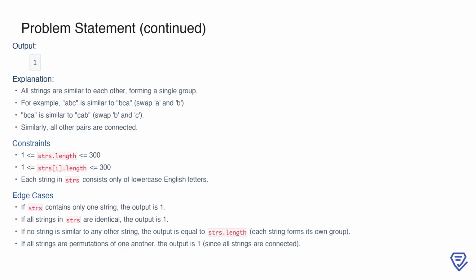Some important constraints to consider are that the input array will always have at least one string, and each string will have the same length and consist only of lowercase English letters. Edge cases include scenarios like when the array has only one string, where the output is 1 since there is only one group. If all strings are identical, the output is also 1 because they naturally form a single group. On the other hand, if no string is similar to any other string, each string forms its own group, resulting in an output equal to the length of the array. Lastly, if all strings are permutations of each other, the output is 1 since they are all interconnected through similarity.